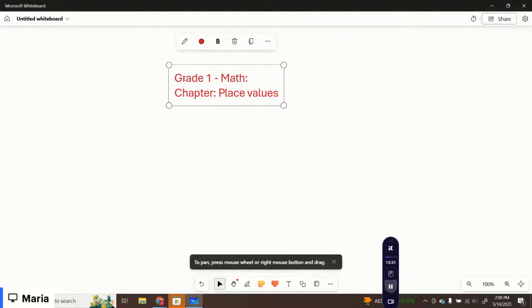The chapter we are on right now is place values. We can find all the lessons here and help the students learn.